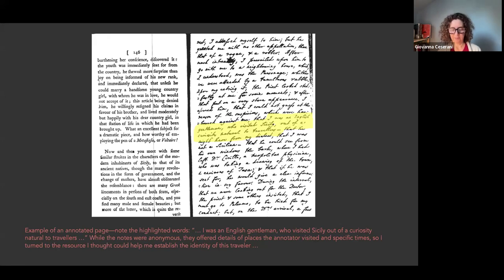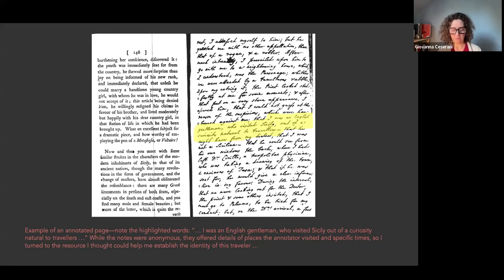One could also reflect about reading practices and annotations in travel literature, and also this very distilled and clearly expressed sense of a mode of travel that is shared and recognizable among the British Grand Tourists in Italy, when he says, I'm an Englishman visiting Sicily out of curiosity that is natural to travelers.